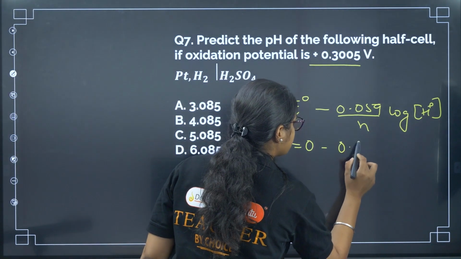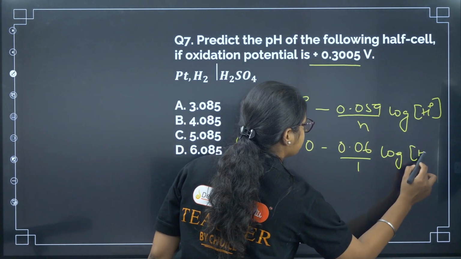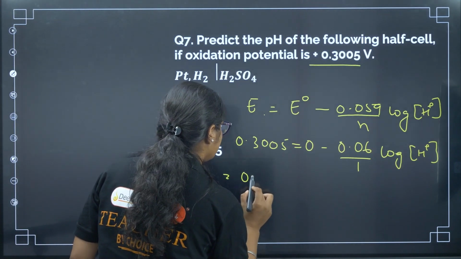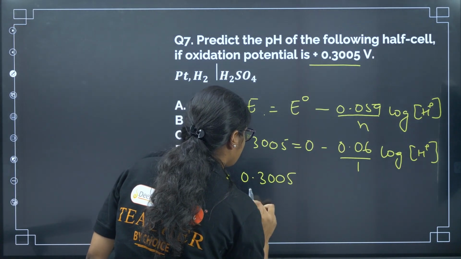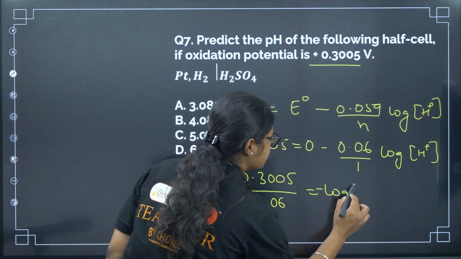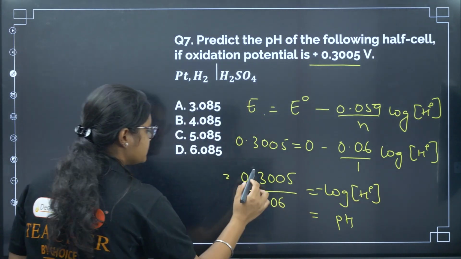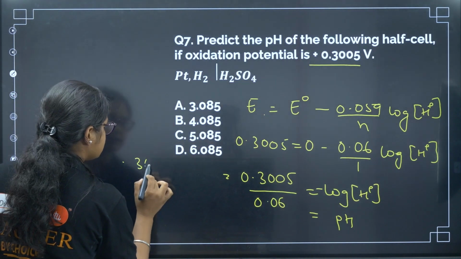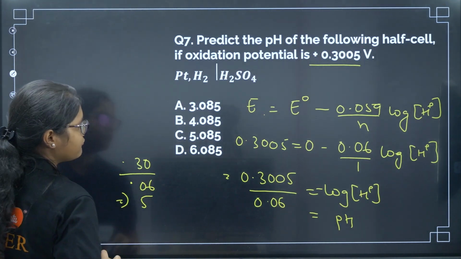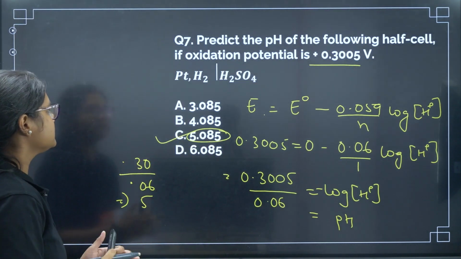So minus, I'll take it as 0.06 for easy calculation, 1 log of H plus, right? Now if I solve this one, this is 0.3005 divided by 0.06 is equal to minus log of H plus. So minus log of H plus is nothing but pH value. So this one we can take it like 0.30 by 0.06, right? So we'll get around 5, right? So the correct answer for this question will be option number C, that is 5.085.